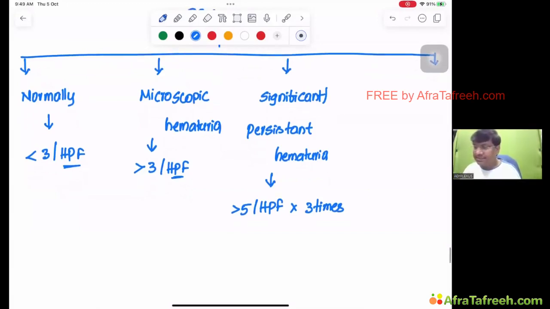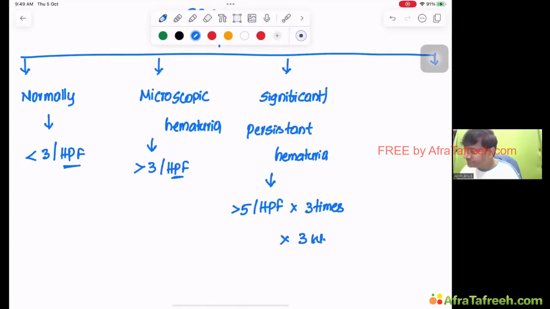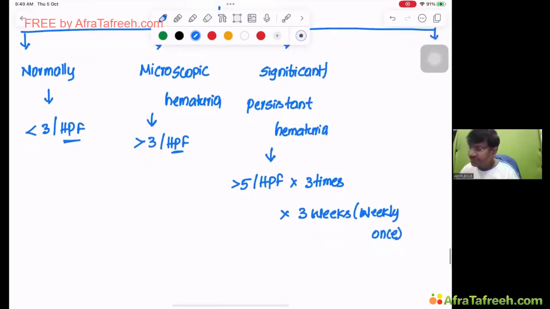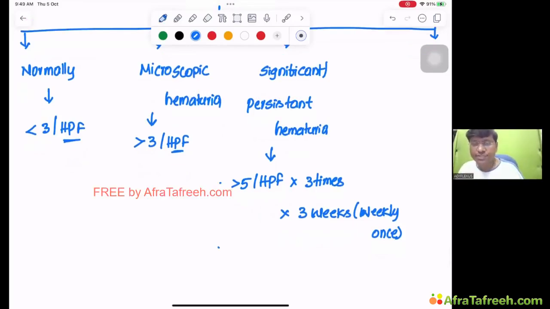And at the same time, these 3 samples should not be collected like Monday, Tuesday, Wednesday with more than 5 RBCs. No, you should collect the sample weekly once, consecutively for 3 weeks. Right? So for 3 weeks, weekly once. Then we consider it as persistent or significant hematuria. Again, you need to wait almost 3 weeks to consider it as persistent hematuria.